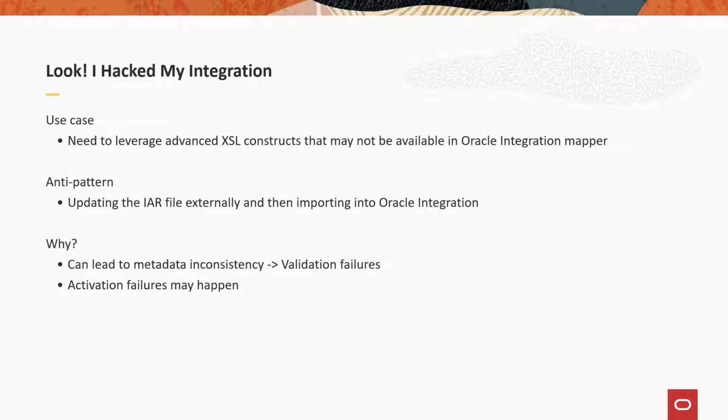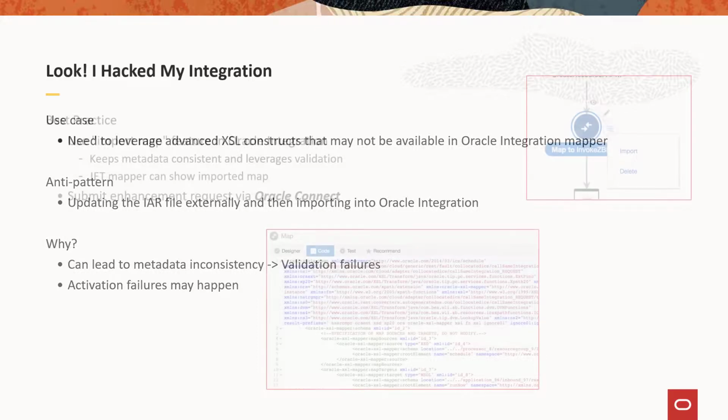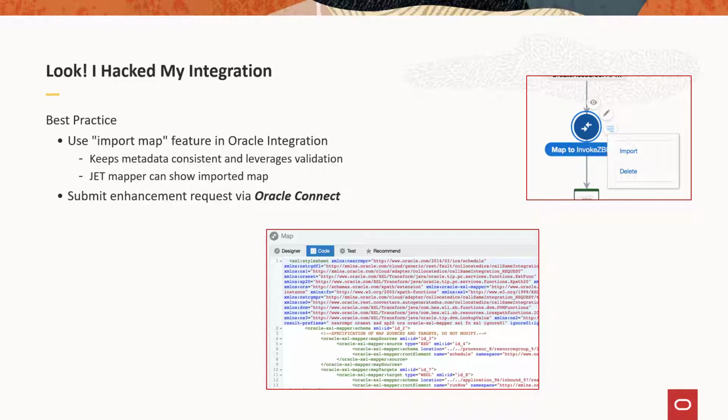There are a few legitimate use cases where the IAR file needs to be edited. In that case, the support organization will have a signing tool that they'll be able to use to regenerate a signature for an IAR file. So don't do it because you can screw up the metadata. Don't do it because you might not activate, and don't do it because we're going to stop it in the future. There is an import map feature in OIC. You can keep that metadata consistent because you're never editing anything outside except for the XSL file.